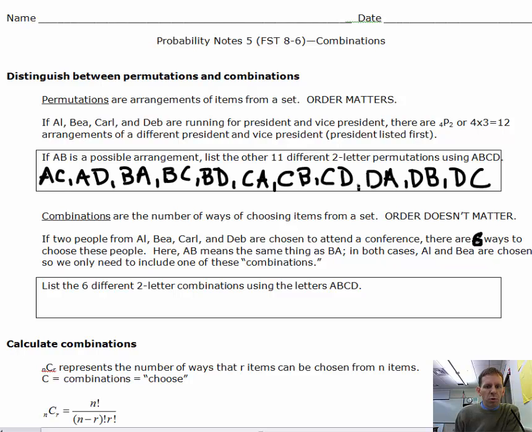So you can see that we have 12 different permutations possible. Again, order matters. That means that when we write down AB, that's different from writing down BA. Combinations, on the other hand, are the number of ways of choosing items from a set, and order doesn't matter.